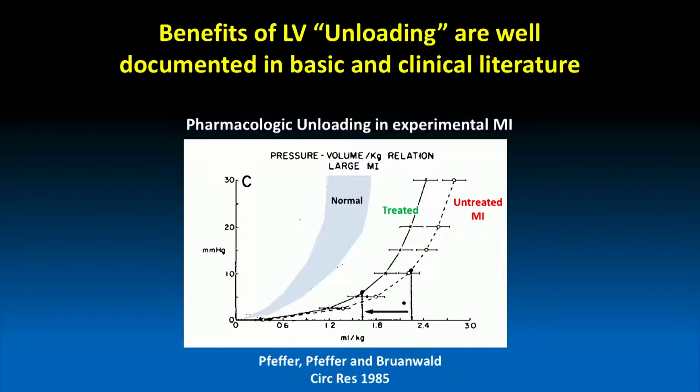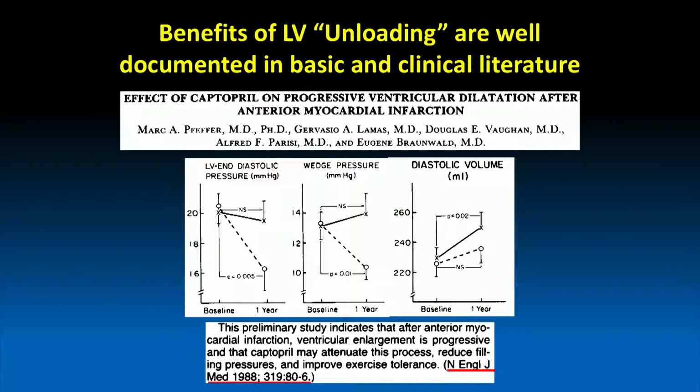It's not totally normal, but it's improved. And these studies led to clinical trials, the SAVE trial, the SOLVD trials, and others using captopril. This translation from basic to clinical research really happened rather rapidly. You can see here the impact of captopril on end diastolic pressure, wedge pressure, and end diastolic volume. The use of this afterload reducing and preload reducing agent reduced LV end diastolic pressure, reduced wedge pressure, and then prevented, not fully, but curtailed the degree of ventricular dilation.